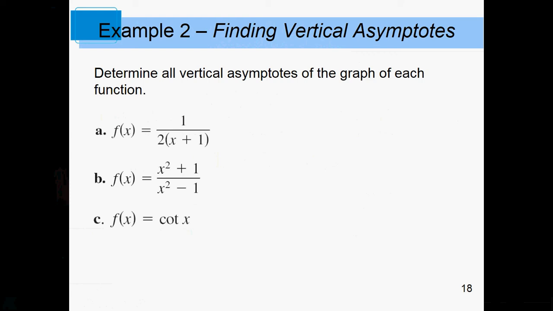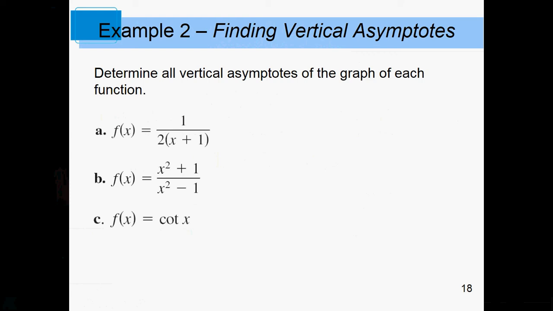What about x squared minus 1? What happens when that goes to 0? What is x going to be equal to? And notice it can't be factored, right? So I can't cancel anything out. So where is x squared minus 1 equal to 0? At 1? Anywhere else? Negative 1. So at x equals 1 and at x equals negative 1, I have vertical asymptotes.